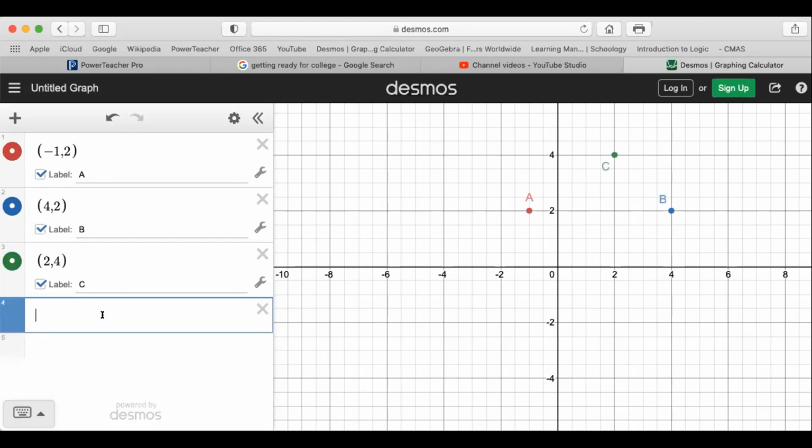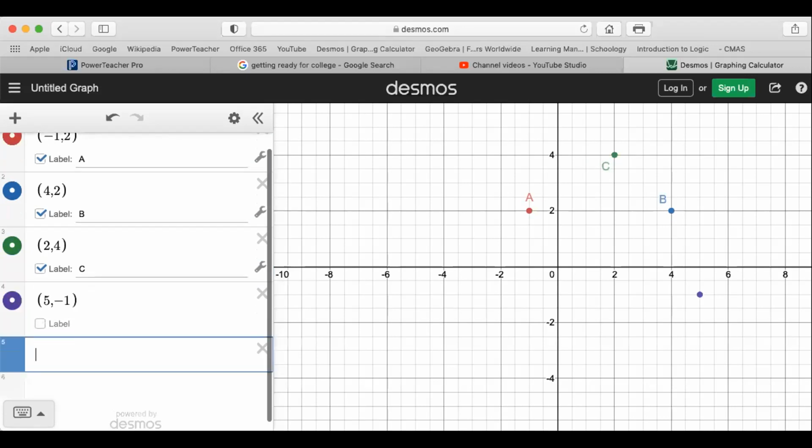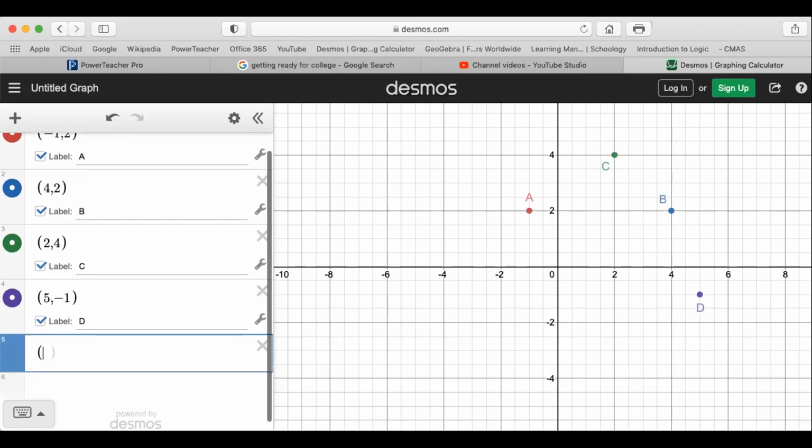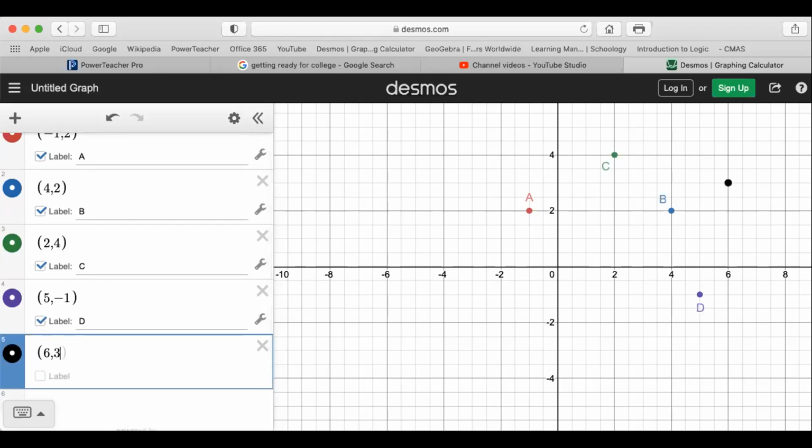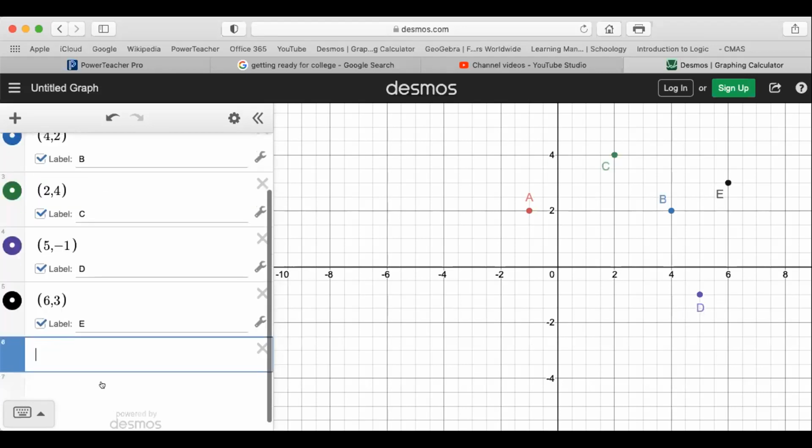I would argue this is probably quicker than even graph paper. D is 5, -1. That's B. Okay. Doesn't really matter though. But E is 6, 3. And F is 10, -1.